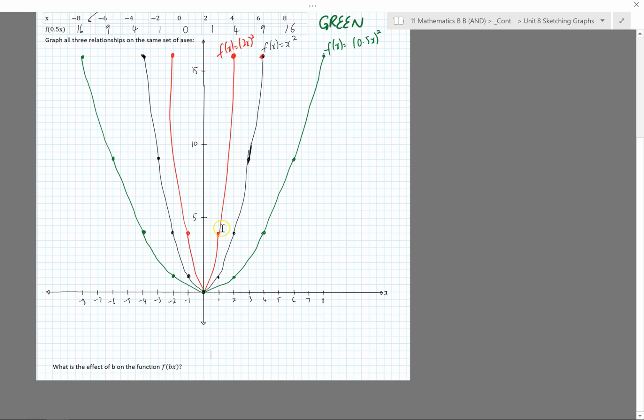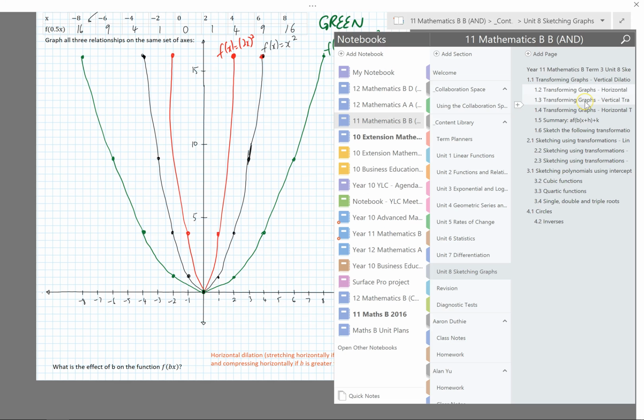So let's have a look at what's happened. What's the effect of b on the function? Well, there's been a horizontal dilation. We're stretching, getting further from the y-axis horizontally, if b is less than 1, and compressing, getting closer to the y-axis, if b is greater than 1. So I'll turn the page and have a look at some translations.